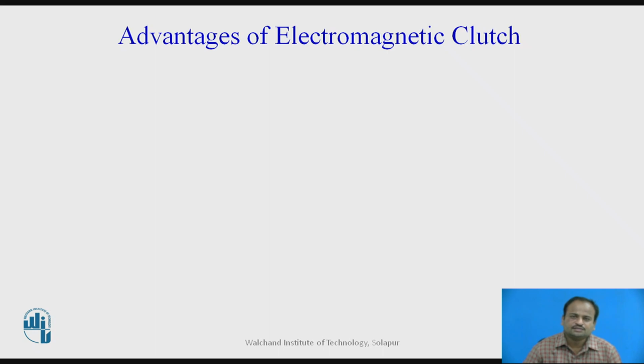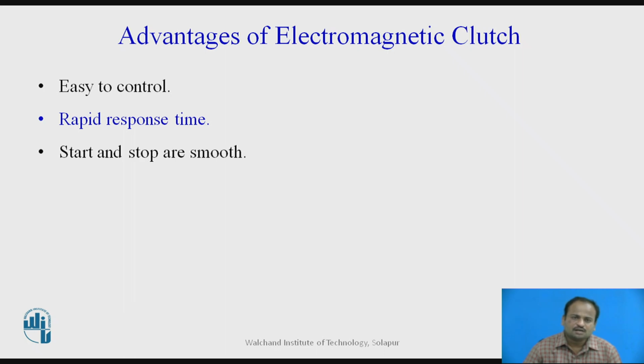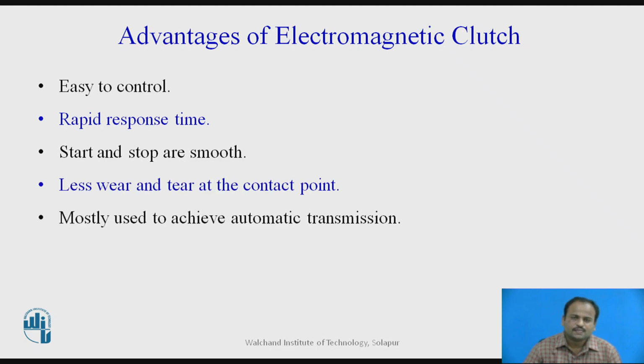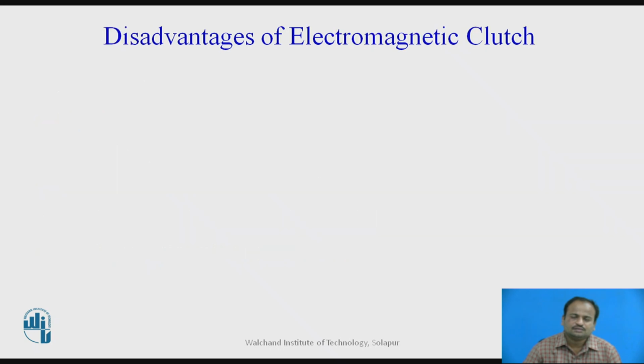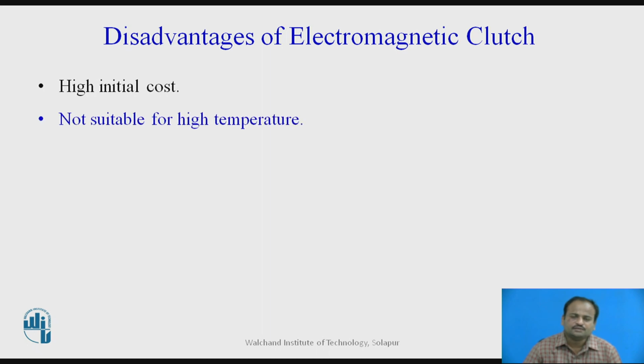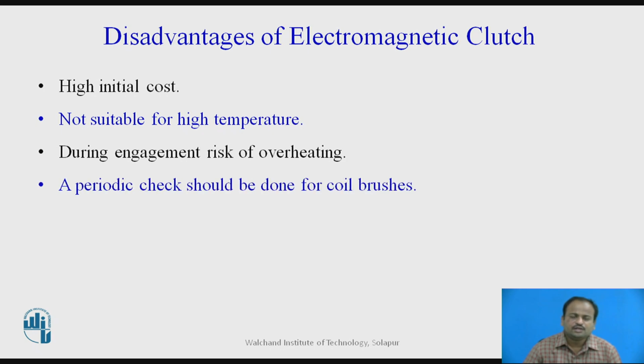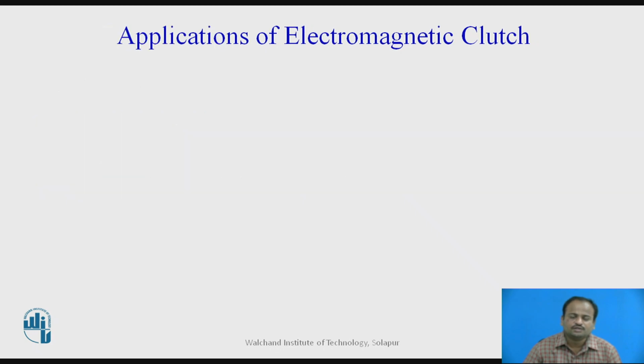Advantages of electromagnetic clutch: it is easy to control, rapid response time, start and stop are smooth, less wear and tear at the contact point, mostly used to achieve automatic transmission, no linkage is required to operate the clutch. Disadvantages of electromagnetic clutch: high initial cost, not suitable for high temperature, during engagement risk of overheating, a periodic check should be done for coil brushes.